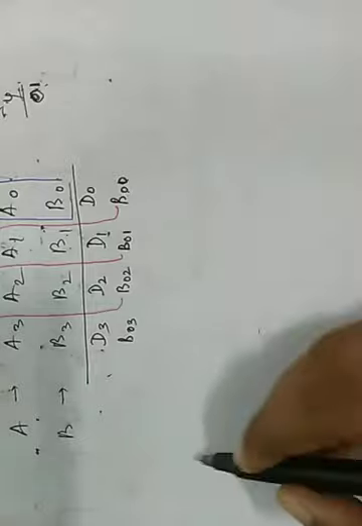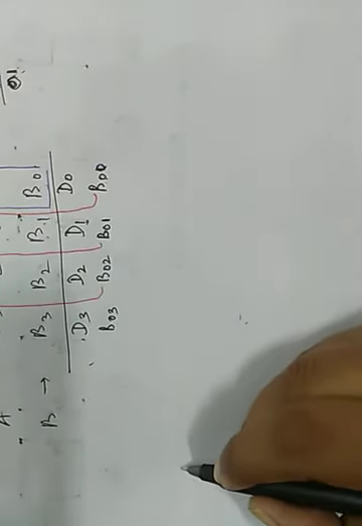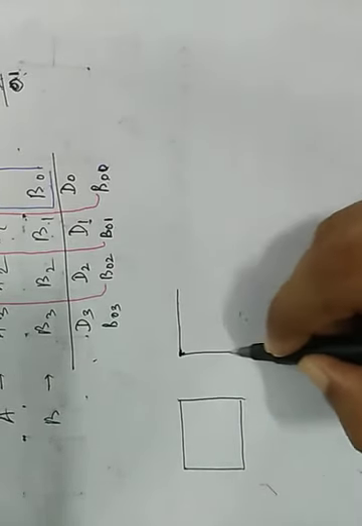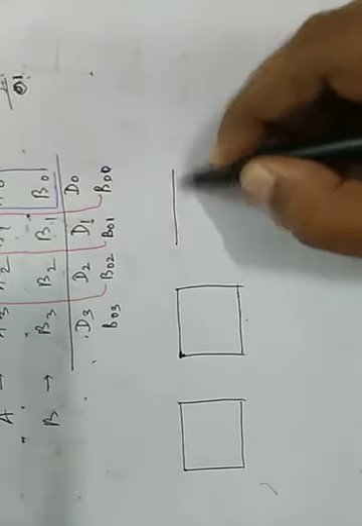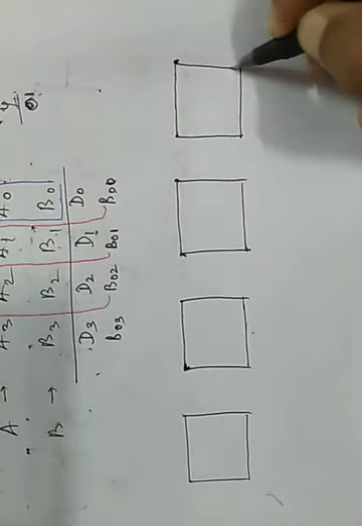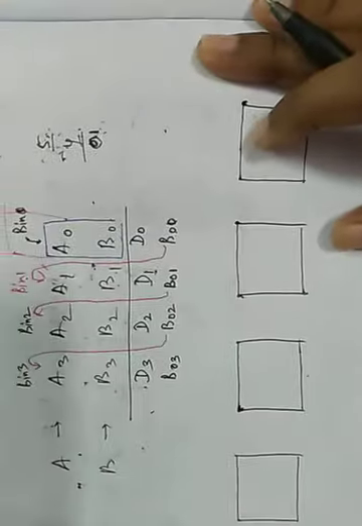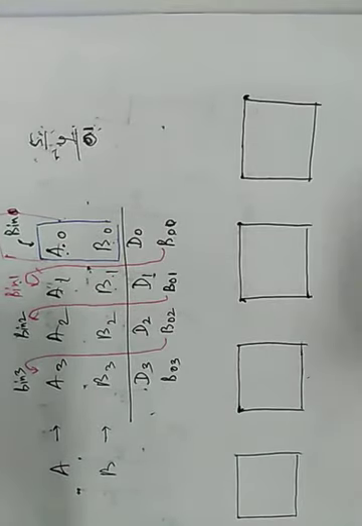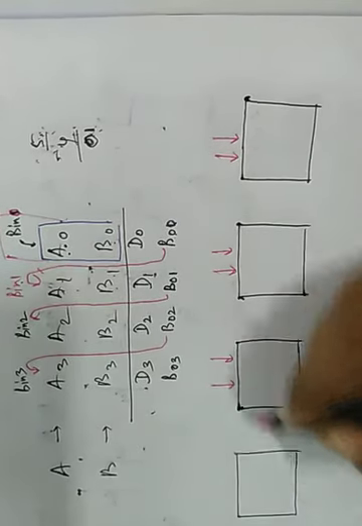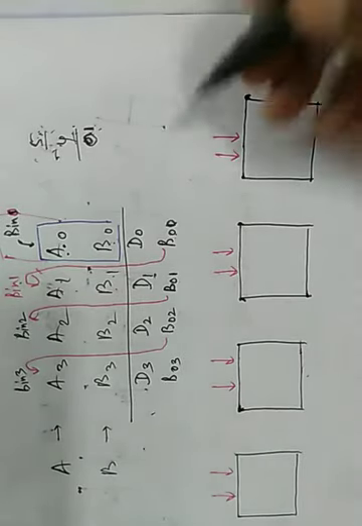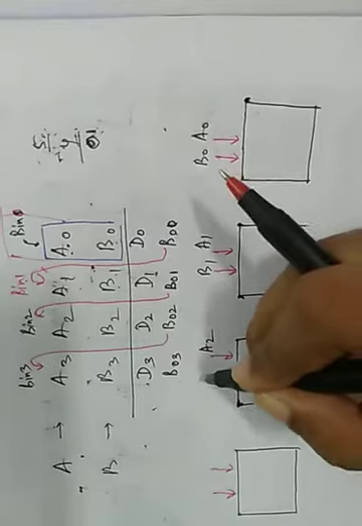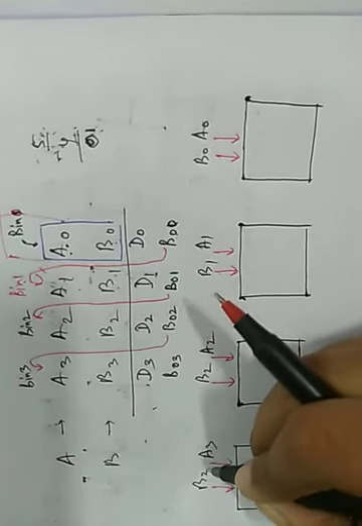So let us draw. One, 2, 3, 4. Okay, so for the first input A0 B0, A1 B1, now let us write the inputs here. A0 B0, A1 B1, A2 B2, A3 B3.